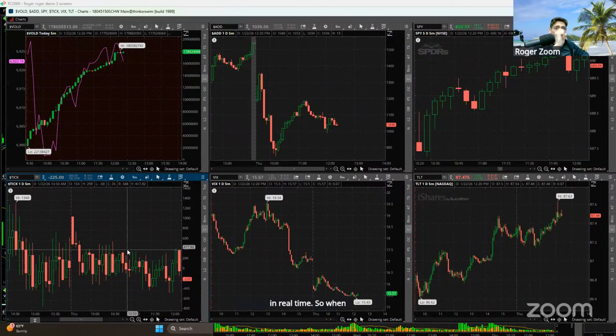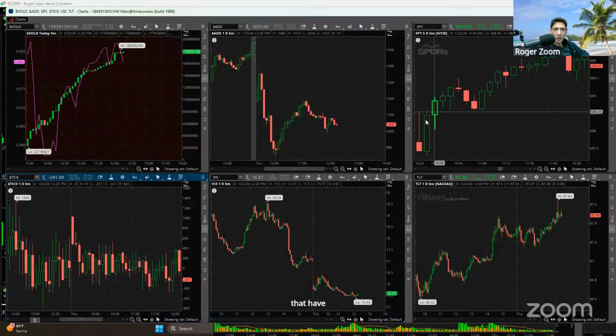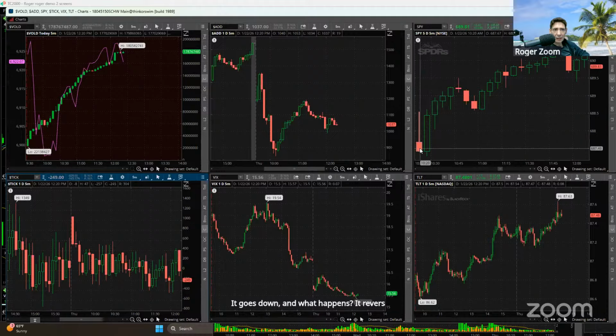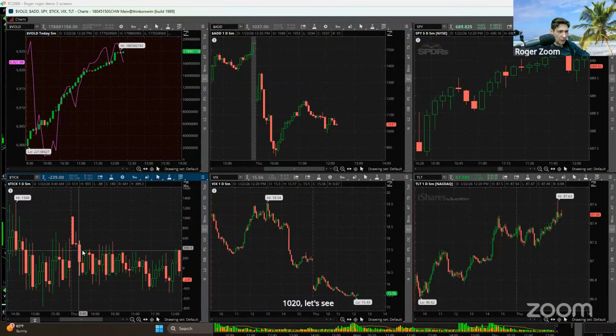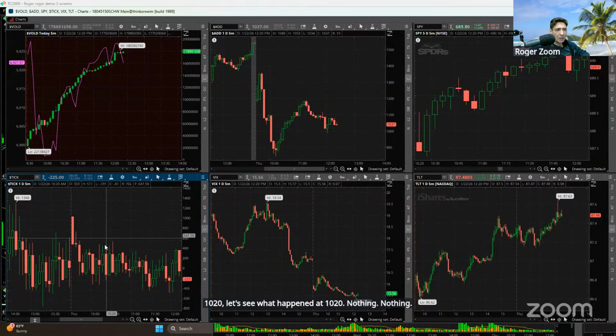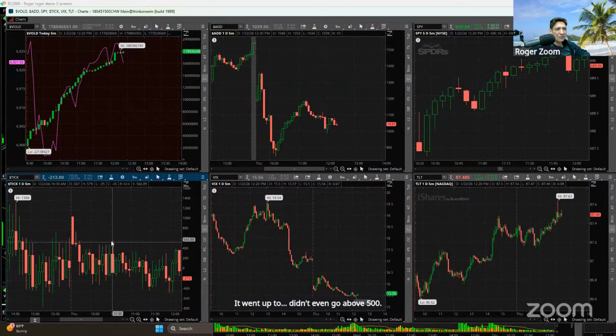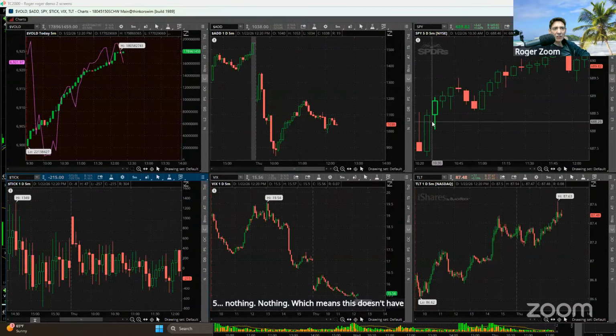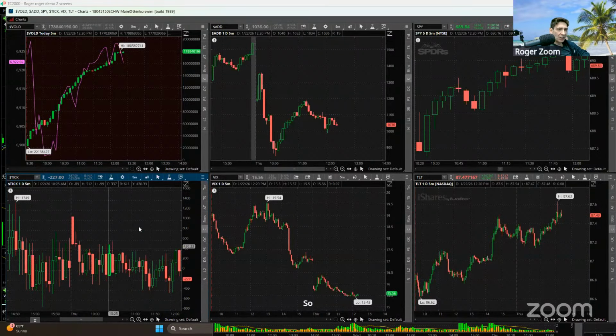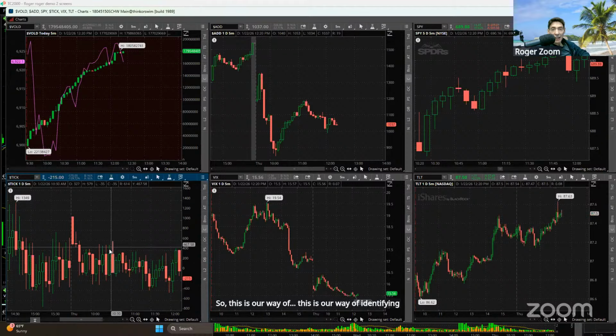So when you see big solo candles, solo means single candles that have no follow through, like this candle right here. It goes down, and what happens? It reverses. So let's see what happened at 10:20. Nothing. It didn't even go above 500. Nothing. Which means this doesn't have much institution in it. So this is our way of identifying institution. Is this helpful to you guys?